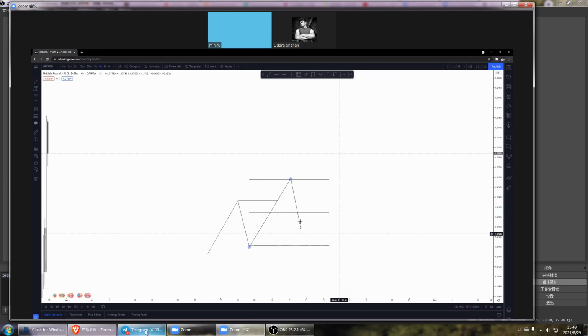The reason is, if you want to buy something, we have to wait until prices reduce.